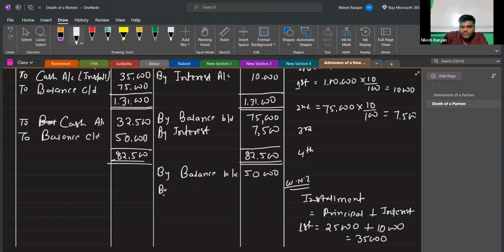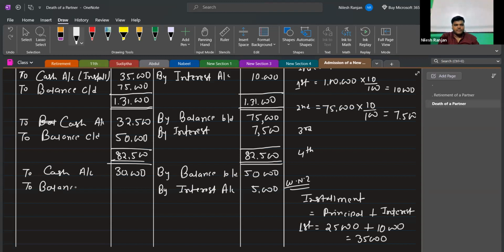What will be the interest amount here? 5,000. Very good, 5,000. And installment amount? 30,000. Very good. To balance CD 25,000. It is 55,000.